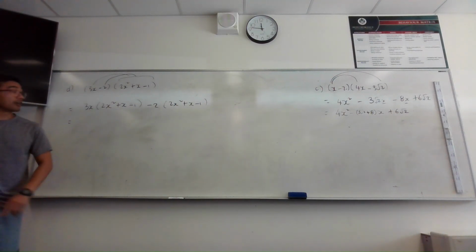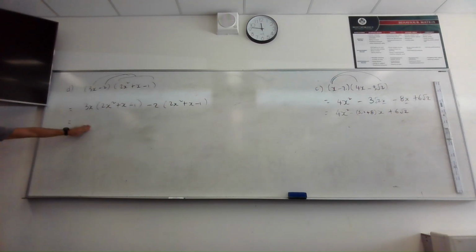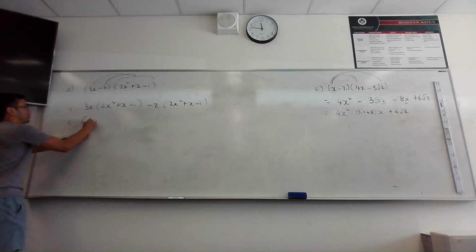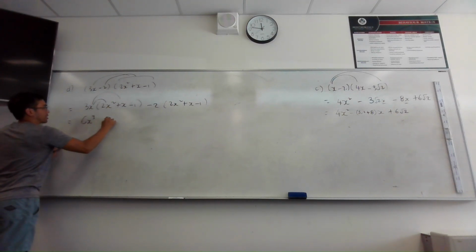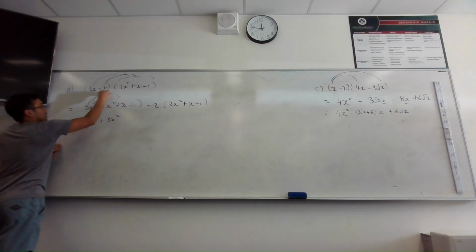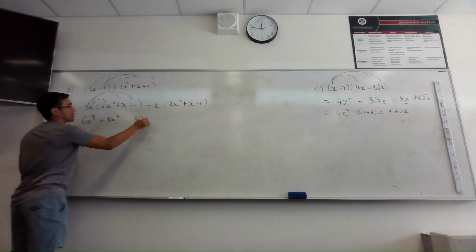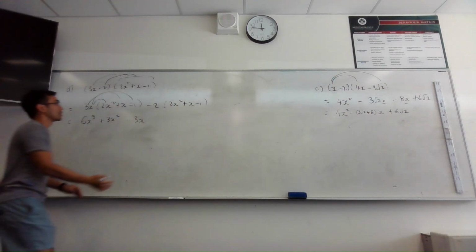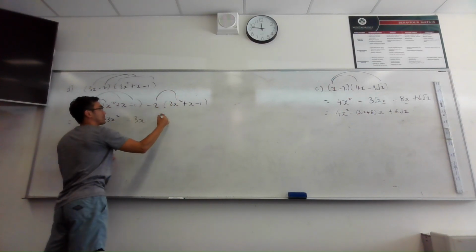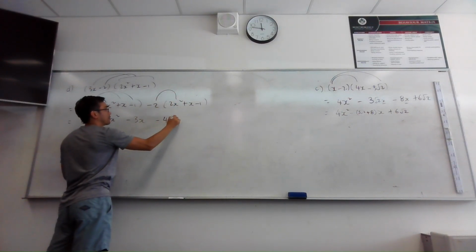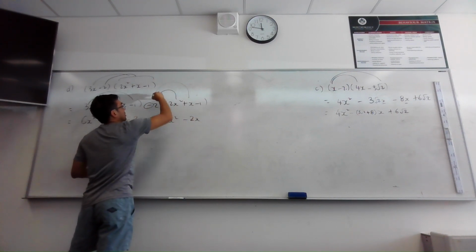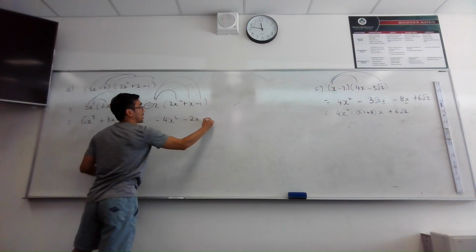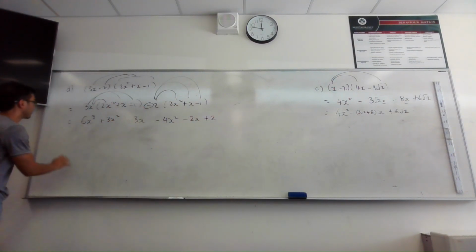Let's finish this completely. First term here becomes 6x cubed. Second, 3x squared. Last, negative 3x. Go here. First term is negative 4x squared. Always be mindful of that negative. Negative 2x. Positive 2. Well done. Two negatives make a positive.